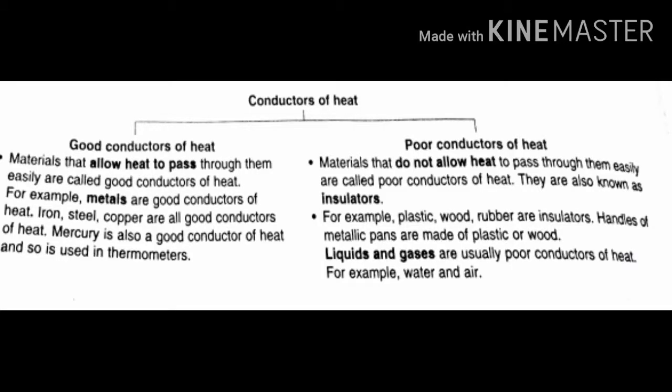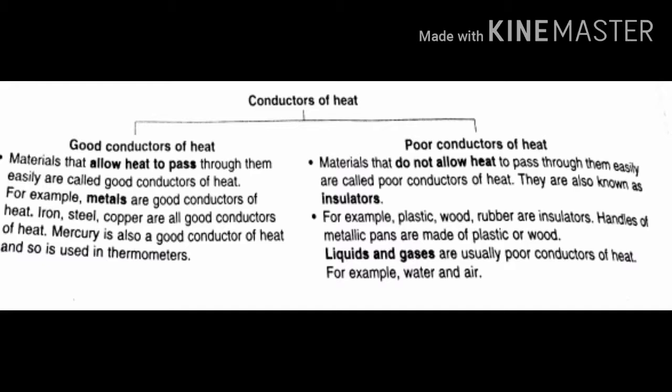Next, we'll see conductors of heat. There are two types of conductors. One is a good conductor, another one is a bad or poor conductor. First, we'll see good conductors of heat. Materials that allow heat to pass through them easily are called good conductors of heat.